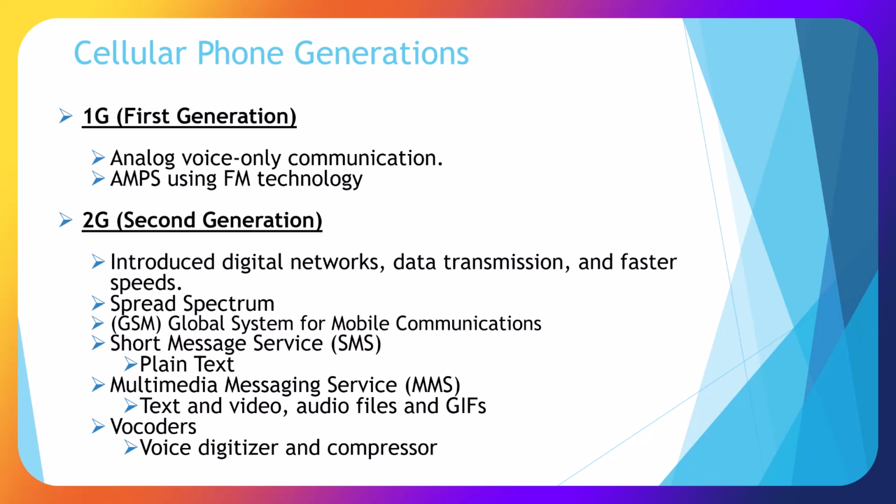It also used spread spectrum, global system for mobile communications, and short message service, SMS, where we could send plain text, and multimedia service, where we could send text, videos, audio files and GIFs. Vocoders were introduced. They're voice digitizers and compressors, which convert our analog into digital to be sent.